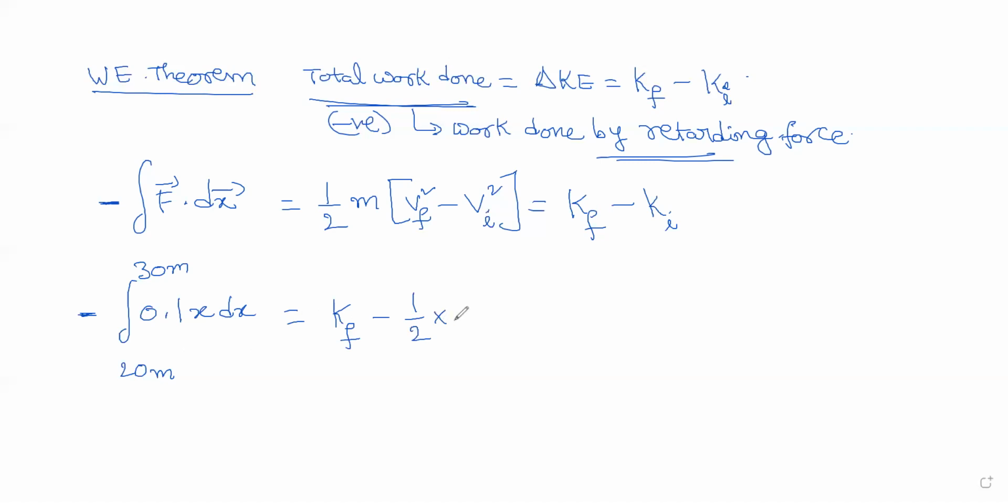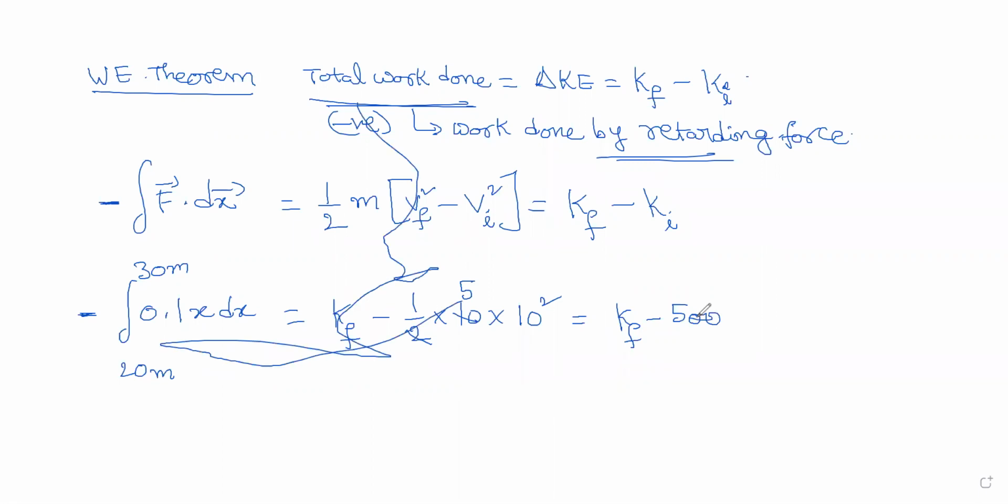So half into 10, the mass is 10. What was the initial velocity? It was moving with a constant speed of 10 meters per second. So initial velocity we can write 10 square. So here we can cancel. It is 500 here. So that is kinetic energy final minus 500 here, this part.